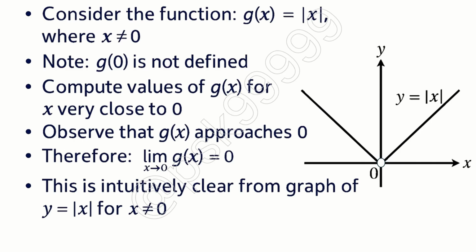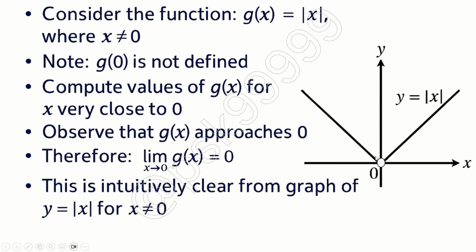Now consider the function g of x equal to absolute x, where x is not equal to 0. This function is defined only for non-zero integral values, or non-zero rational values. Now g of 0 is not defined, but if you see the graph, it looks something like this. There is a line coming at 45 degrees in the second quadrant, and at 45 degrees in the first quadrant here, right? But at 0 it is not defined.